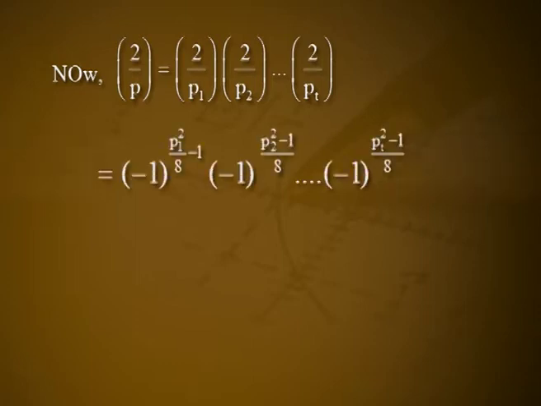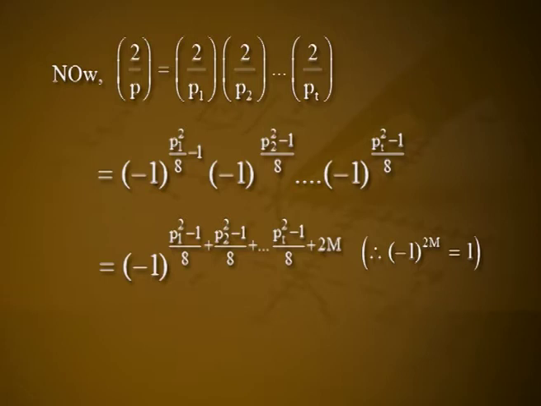Now, the Legendre symbol (2/p) is equal to (2/p1)(2/p2)...(2/pt), which is equal to (-1) raised to (p1^2 - 1)/8 times (-1) raised to (p2^2 - 1)/8 and so on, which is equal to (-1) raised to (p1^2 - 1)/8 + (p2^2 - 1)/8 + ... + (pt^2 - 1)/8 + 2m, since (-1) raised to 2m is equal to 1, which is equal to (-1) raised to (p^2 - 1)/8.